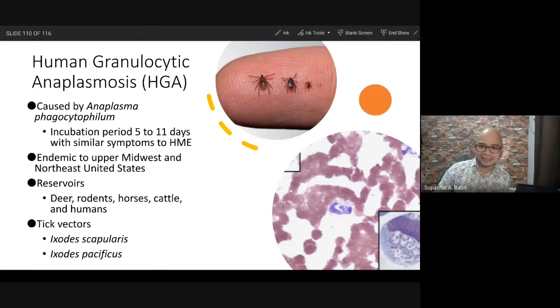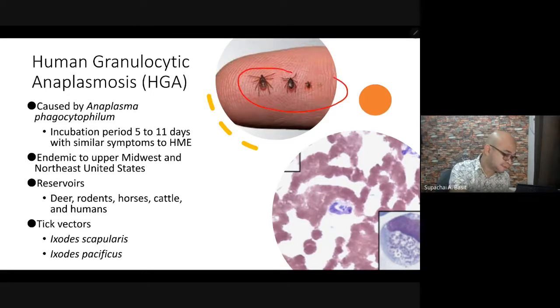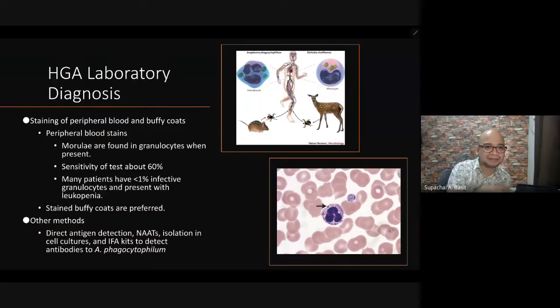So somewhere in Texas, yung mga magkakatabing states doon. And reservoirs are deer, rodents, horses, cattle, and even humans themselves could be reservoir. So tick vectors are the reason why we get infected. So Ixodes scapularis and Ixodes pacificus. So these are examples of ticks that spread HGA.